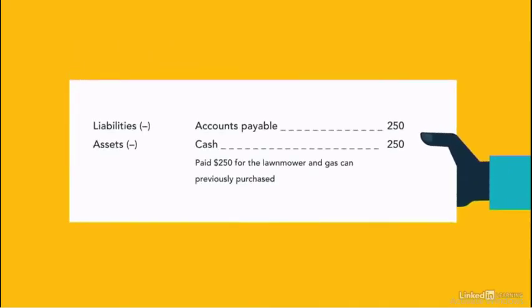Now, remember that lawnmower and gas that you purchased on account? Well, now you have to pay for them. What would the journal entry be to pay off that previously recorded accounts payable? What would that look like? Well, let me think. Cash is being paid. That means cash is going down, and cash being an asset goes down with a credit. So what's the corresponding debit? Well, our liability is being paid. It is no longer. Liabilities go down with debits. There you go.